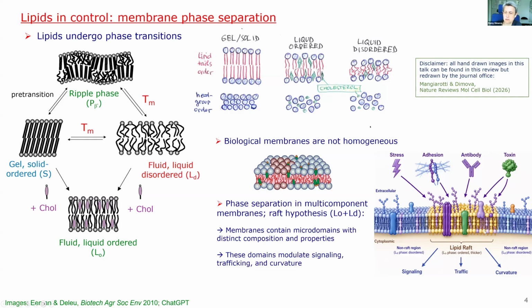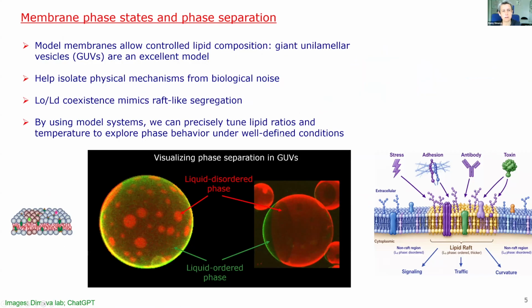This is a picture generated with ChatGPT. I don't know what these things are here that ChatGPT imagined, but you have a very large variety of components. And these lipid rafts are important for processes like signaling, trafficking, and curvature. Now, the membrane phase states and membrane phase separation can be represented by understanding phase diagrams, and I'll come to that later.